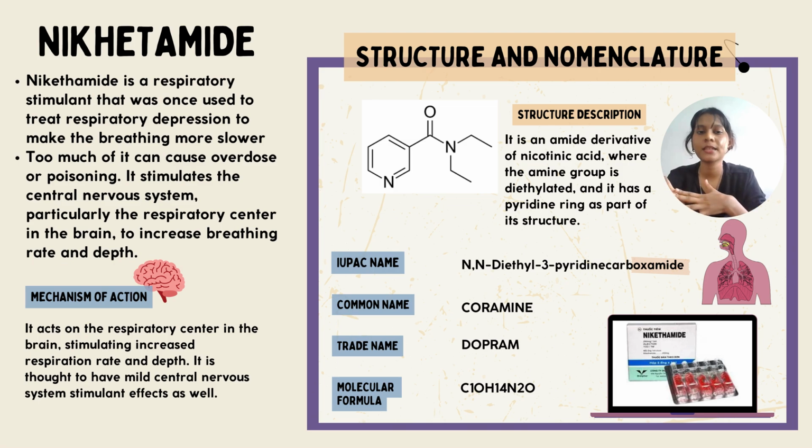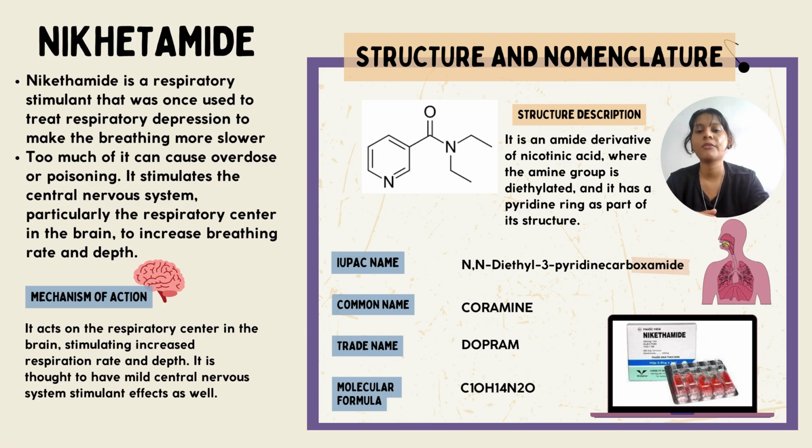So, nikethamide is a respiratory stimulant that was once used to treat respiratory depression, to make slow breathing move faster. And even though it is good, you cannot take too much of it because it can cause poisoning. Thus, it stimulates the central nervous system, particularly the respiratory center in the brain, to increase breathing rate.